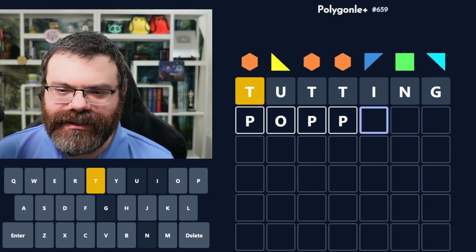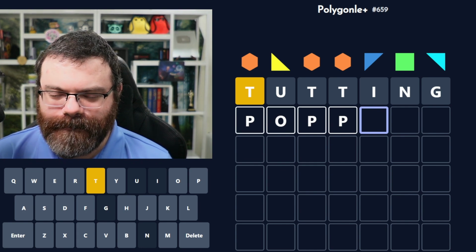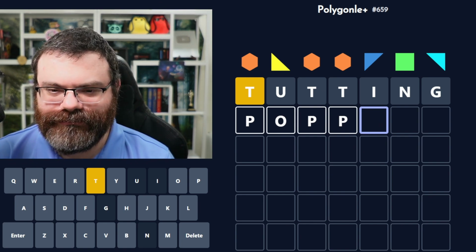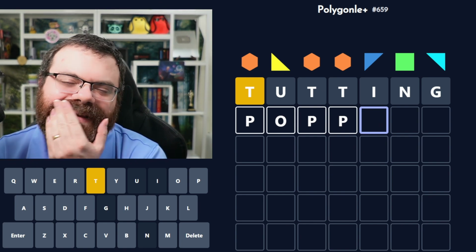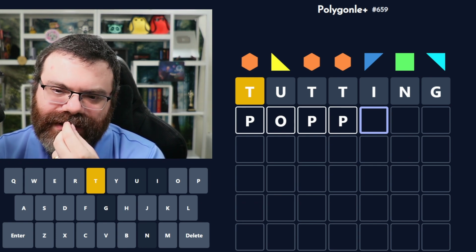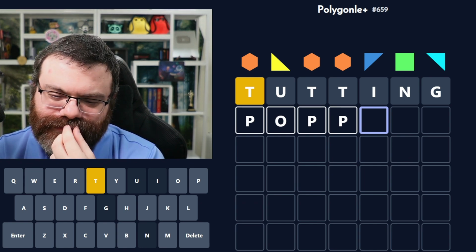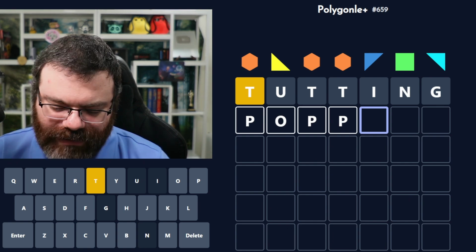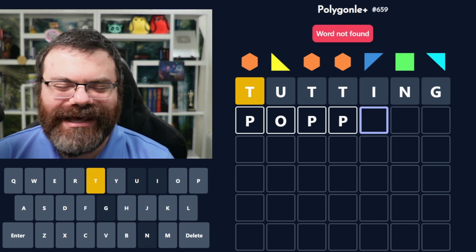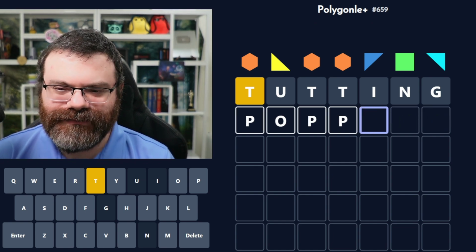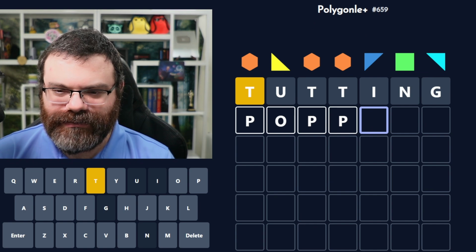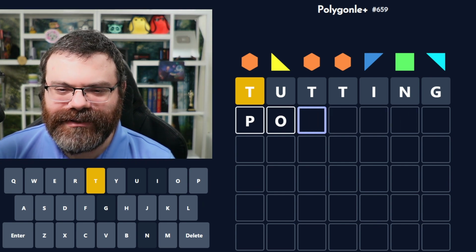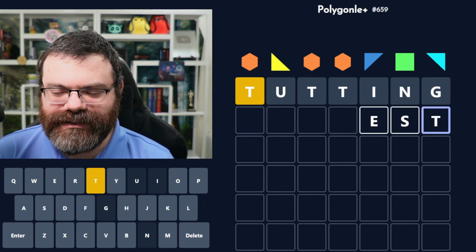Like popping would have been a good thing to guess. Poppist. The T is having to use the T is really difficult here. Poppist. I mean, it's not going to be the answer, but if it lets me, lock it in, it's worth it. I don't know. I don't know what this T is doing. I'm going to look at est again. Est.